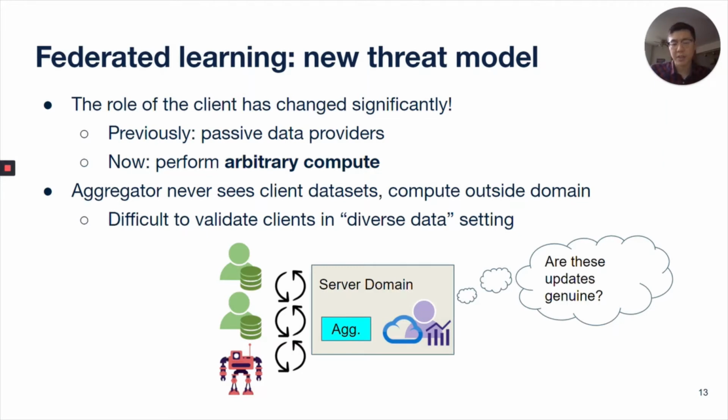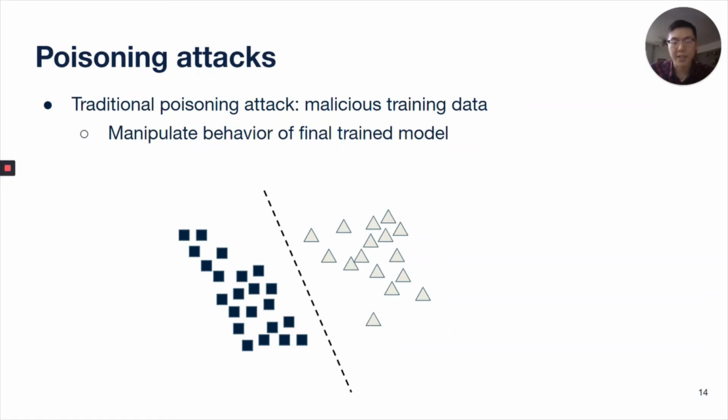This makes it very difficult for clients to be validated, especially in a non-i.i.d setting. It is difficult for the server to determine whether or not updates being sent in from clients are genuinely produced from a machine learning process, or if they are the product of a malicious adversary. In a traditional poisoning attack, an adversary joins a machine learning system and supplies malicious training data to the model such that the final behavior of the trained model is manipulated.